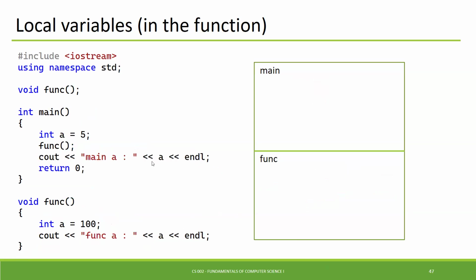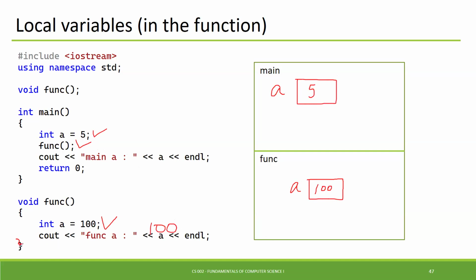Okay, guys, look at this one. This is a very similar example. See, in the main, I create A, which is 5. And in the function, I create A. But this A is func A, not main A, right? So 100 will be printed out here.